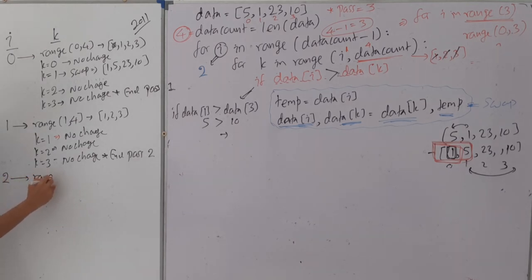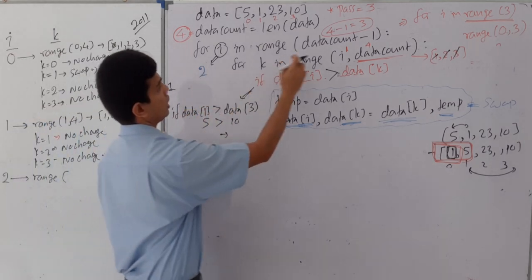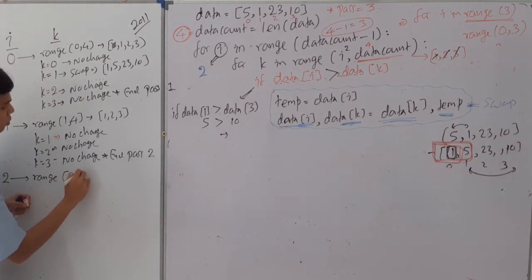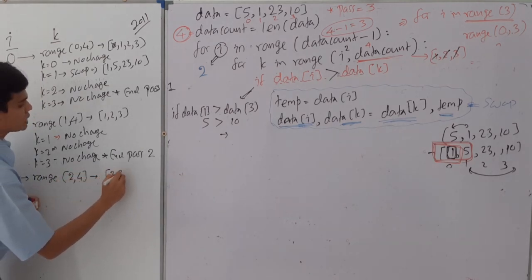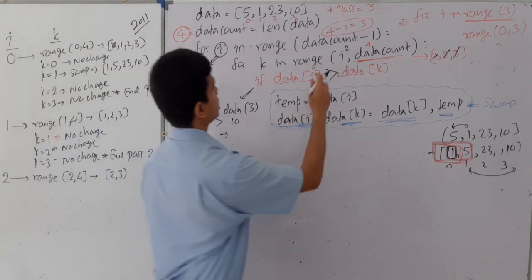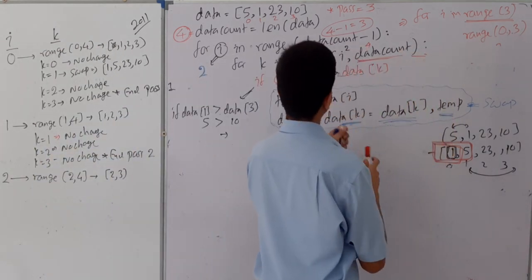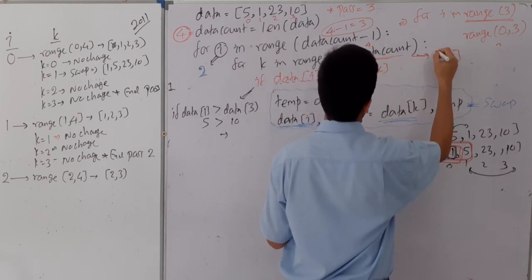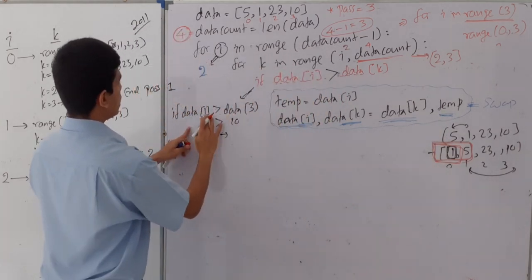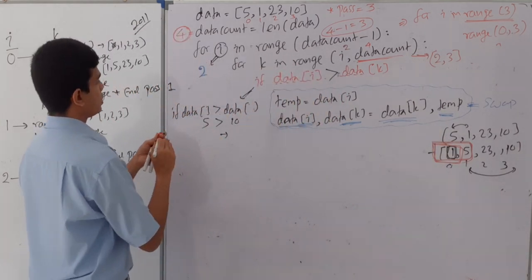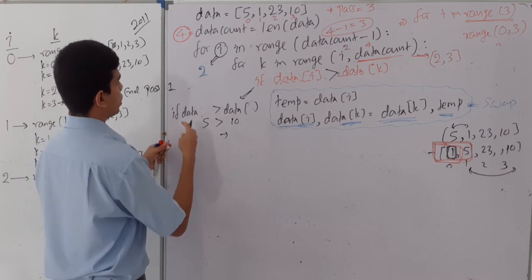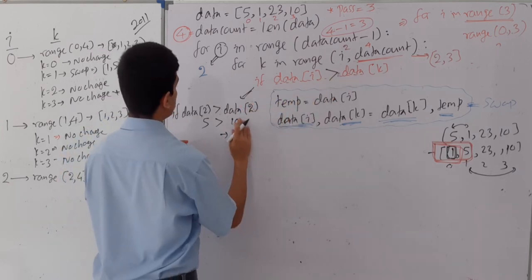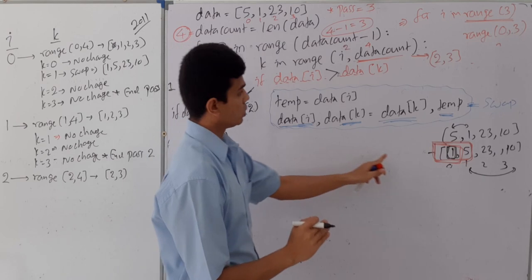Then it is going to be k in range 2 to 4. Range 2 to 4. If so, what are the values? 2 and 3 only. Only 2 items are there, so this goes with the values 2, 3. That's all. Now I is turning into 2, and k is also going to start from 2. What is the value at index 2? Data 2 is 23.